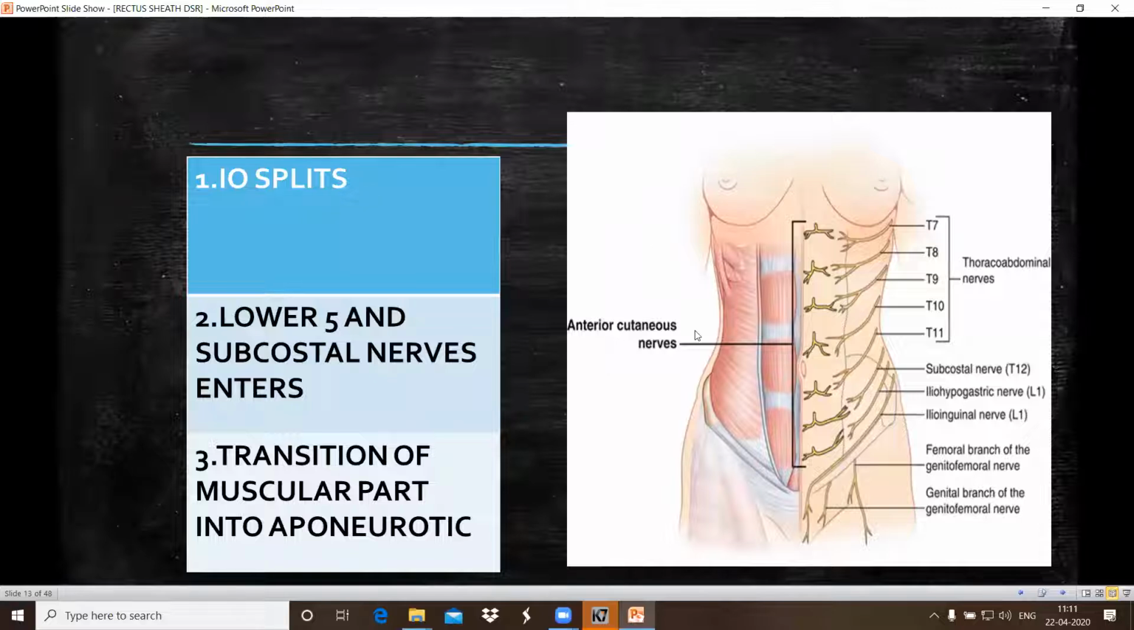And one more thing: at the linea semilunaris, the internal oblique splits into anterior and posterior lamina. Already I told the next point, the lower six intercostal nerves enter into the rectus sheath. It is also important for the transition of the muscular part of the muscles into the aponeurotic part. There are three events that occur at the linea semilunaris. One is nerves entering into the rectus sheath. One is the internal oblique splitting into anterior and posterior lamina, which extends from the costal margin to the midpoint between the umbilicus and pubic symphysis. And one more point is that the muscular part of the muscles of the anterior abdominal wall is transitioned into aponeurotic layers.